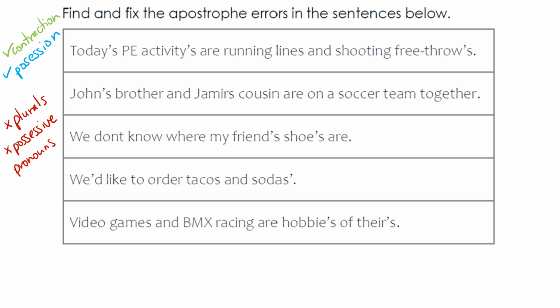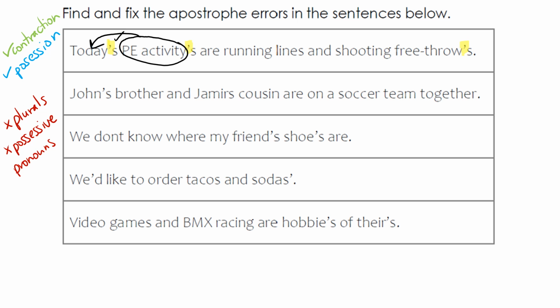All right, here we go. Today's PE activities are running lines and shooting free throws. So first, I'm going to use my yellow and highlight anytime I see an apostrophe so I know to check it out. All right, today's PE activity. So do the PE activities go with today? Yes, they do. It's trying to show me that the activities belong with today. So that one is good. We want to keep that apostrophe because it shows possession.